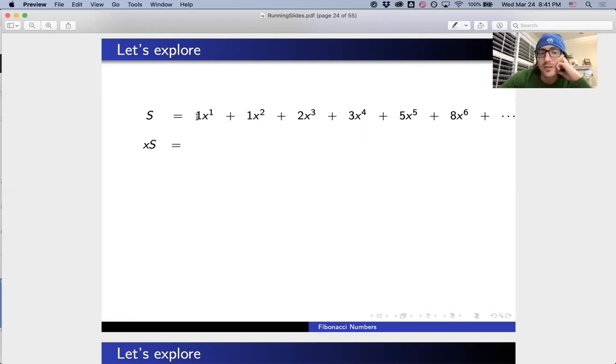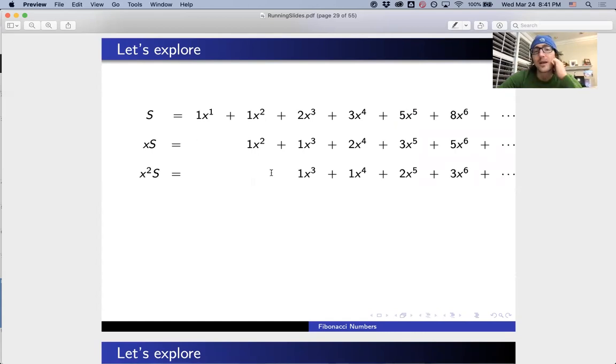It's going to take this term and send it to 1x squared. This becomes 1x cubed, and that'll be 2x to the 4th. If I multiply by x, it just shifts everything one step to the right. This 5x to the 5th becomes 5x to the 6th after I multiply by x. Now let's multiply by x squared. That should just shift it 2 to the right, so this 2x cubed becomes 2x to the 5th.